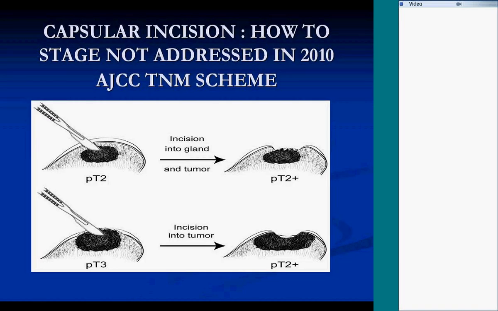So here's an illustration that John and I have in the CAP protocol for capsular incision. And it's not addressed in the 2010 AJCC TNM scheme, but I would use this term pT2+. If there's been clear-cut incision into the prostate, with ink basically on benign glands immediately adjacent to ink on carcinomatous glands, we call it pT2+ because we really can't tell whether it was a pT2 or pT3 at the time of surgery. All we can see is that it's pT2+ in our histologic sections.